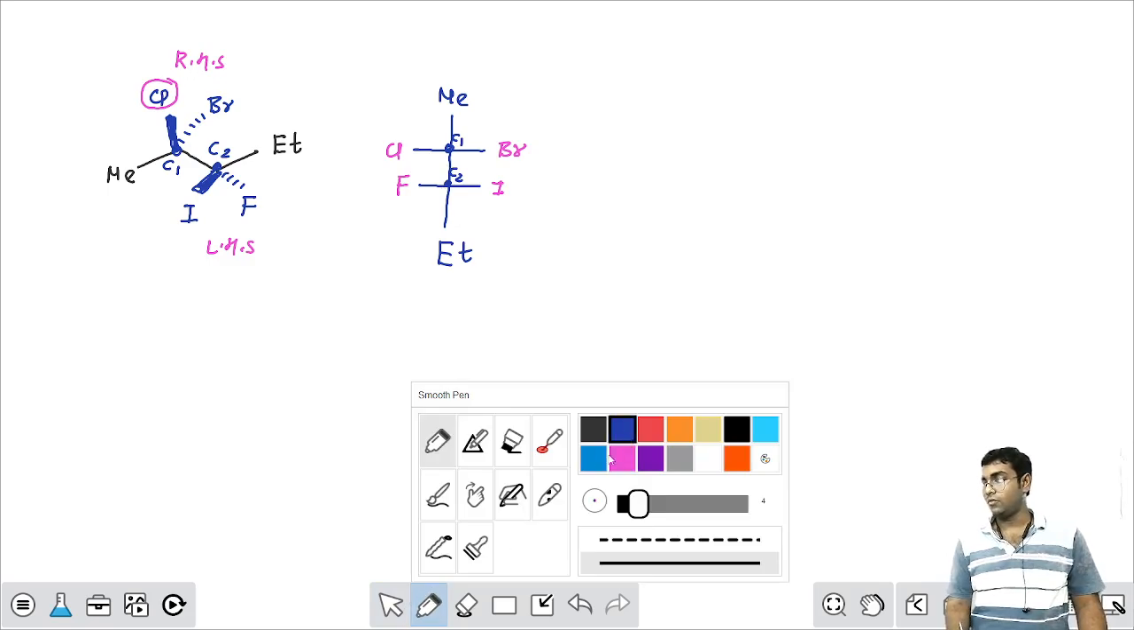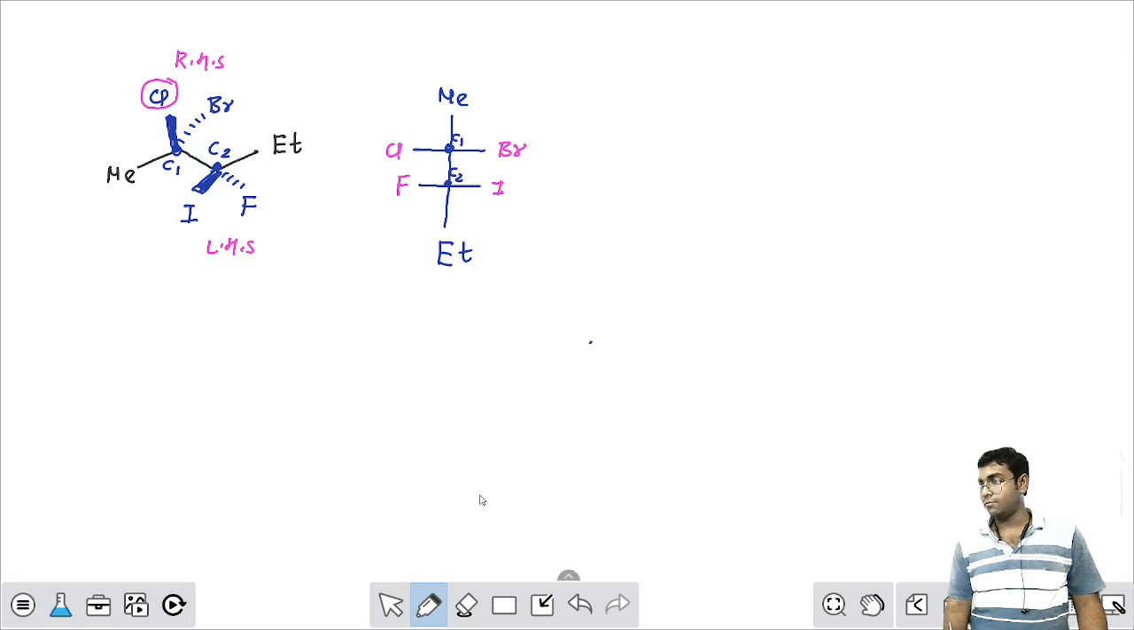Okay. Now I will take the same molecule and try to do it in a different way.